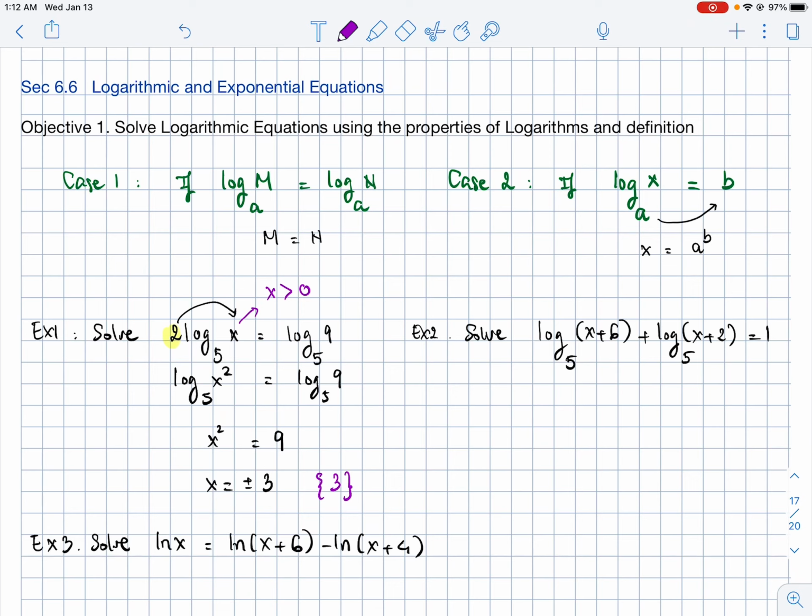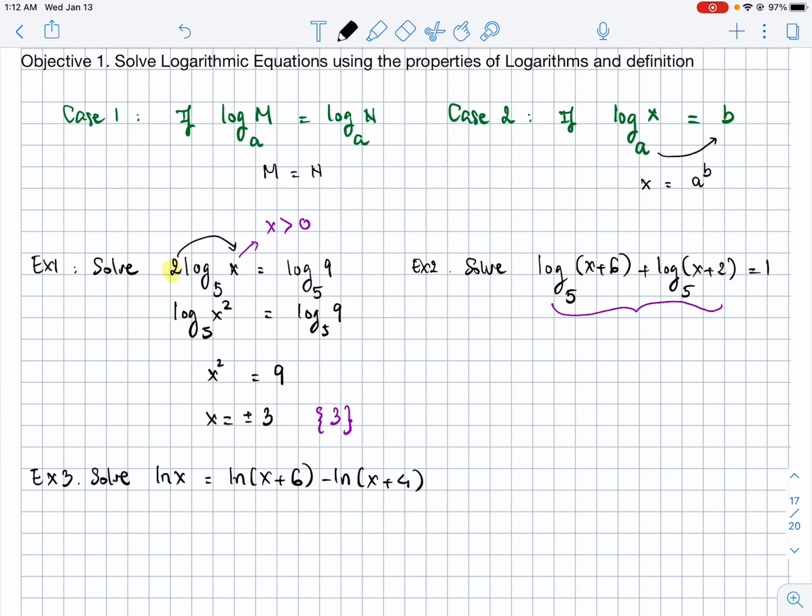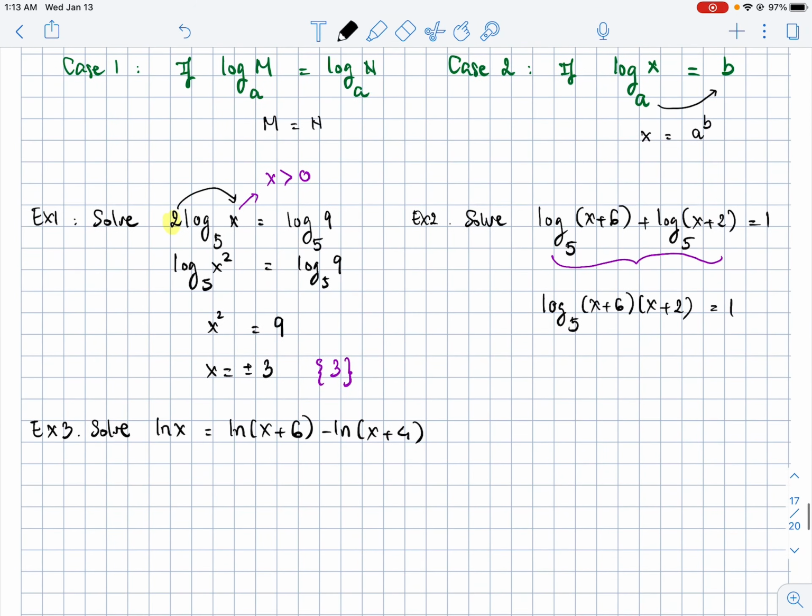Example number 2, we need to have log on one side and a number on the other side. We can see that these two logs we can combine using the addition rule, so we will multiply them. x plus 6 times x plus 2 equals 1. Then you can use the definition, 5 to the 1 equals x plus 6 times x plus 2. We can FOIL this, so we get x squared plus 8x plus 12 equal to 5 to the 1.